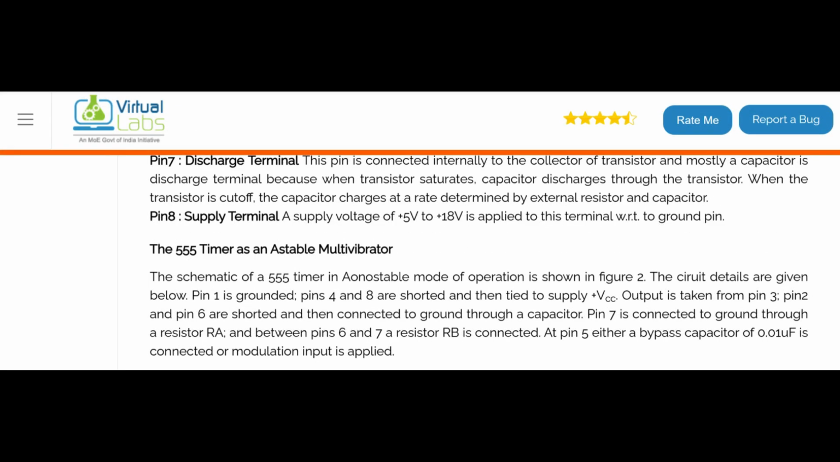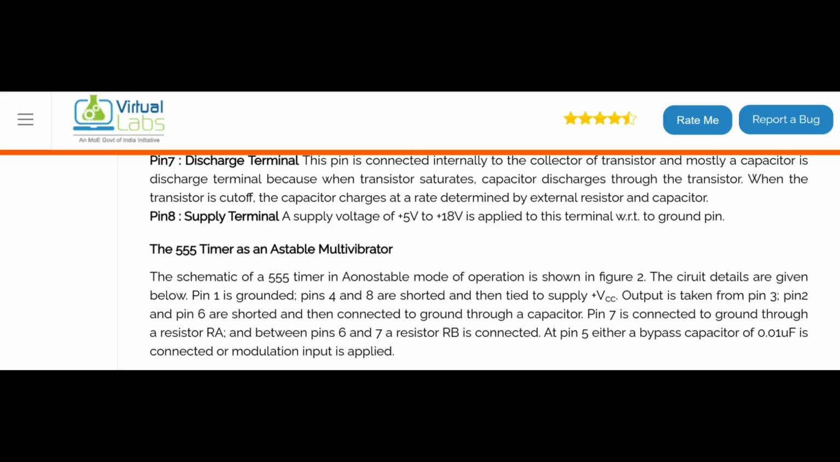Pin 7, discharge terminal. This pin is connected internally to the collector of a transistor, and mostly a capacitor is connected to this terminal because when the transistor saturates, the capacitor discharges through the transistor. When the transistor is cut off, the capacitor charges at a rate determined by external resistor and capacitor. Pin 8, supply terminal. A supply voltage of plus 5 volts to plus 18 volts is applied to this terminal WRT to ground pin.